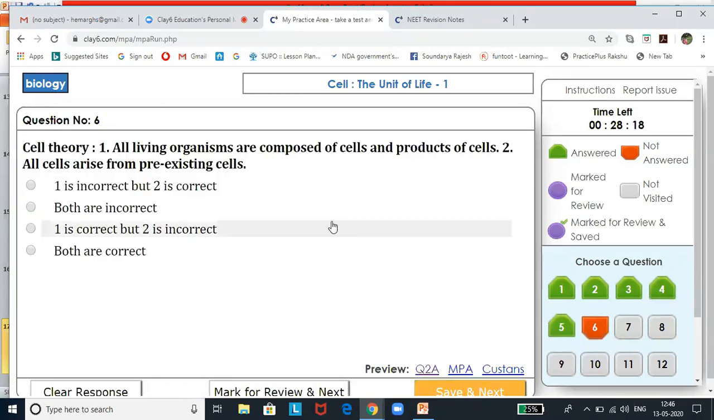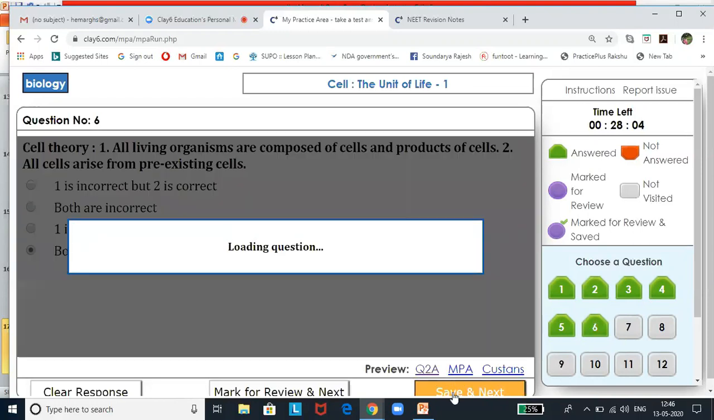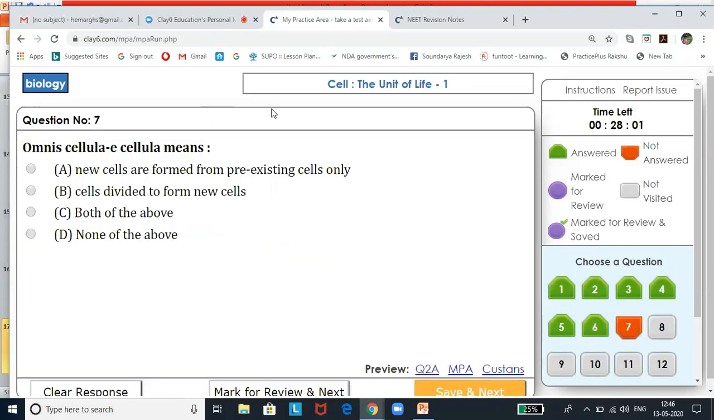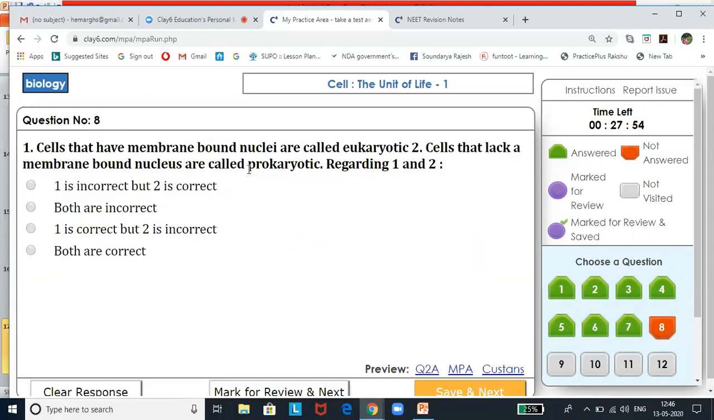See, such questions help you to understand the NCERT textbook better. All organisms are composed of cells and products of cells. All cells arise from pre-existing cells. Both are correct. Omnis cellula e cellula means new cells are formed from pre-existing cells only. Cells that have membrane-bound nuclei are called eukaryotic. Cells that lack membrane-bound nucleus are called prokaryotic. Both are correct.